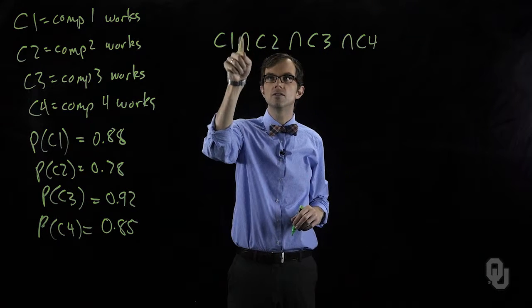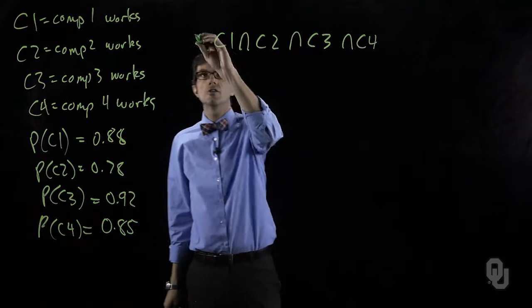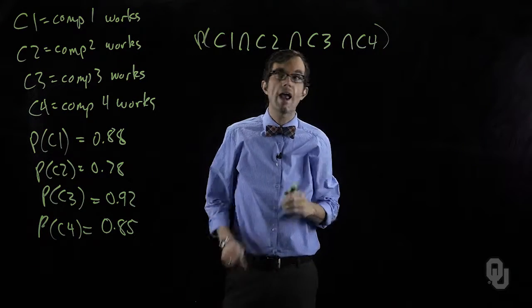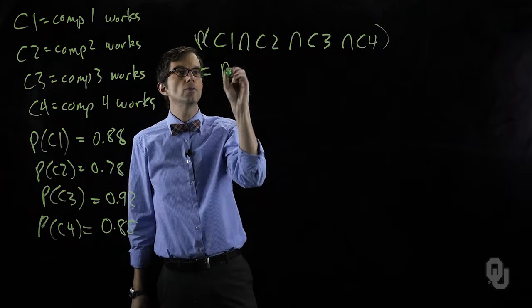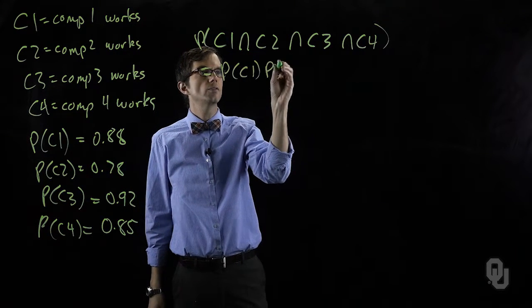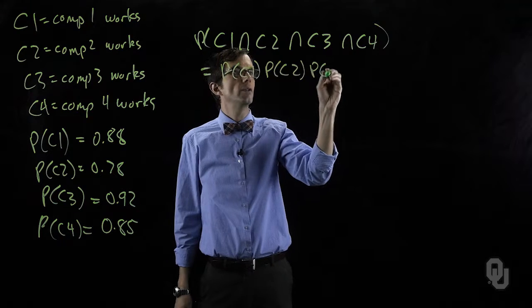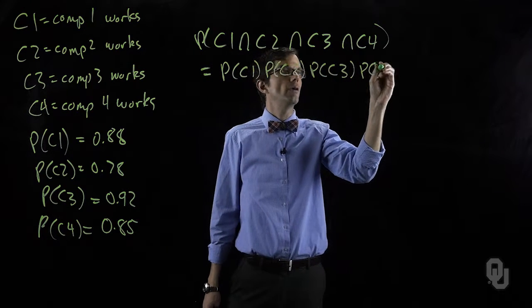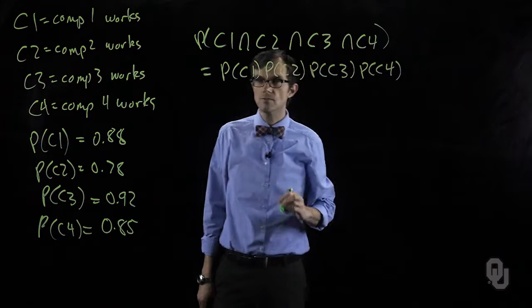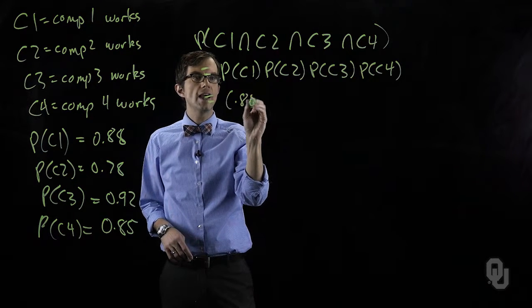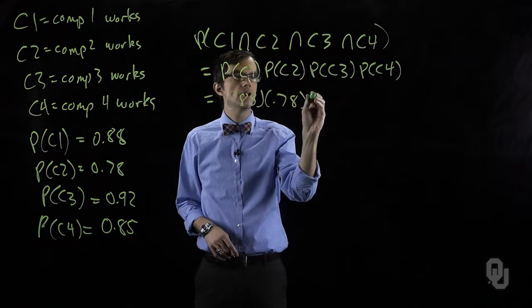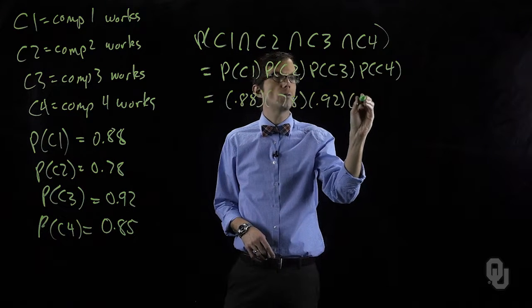Remember, and means intersection. So if we want this probability, and we know that these are independent of each other, then that probability is equal to the probability of C1 times the probability of C2 times the probability of C3 times the probability of C4. And we know what each one of those is. Okay, we've got 0.88 times 0.78 times 0.92 times 0.85.